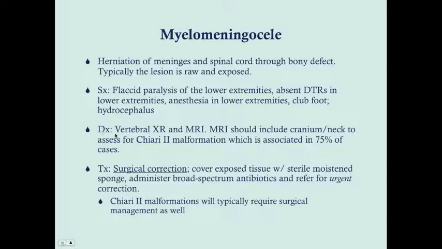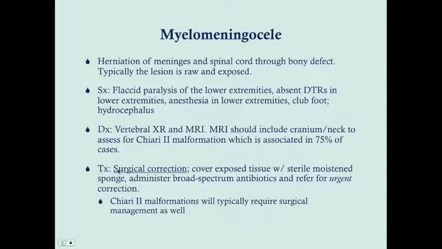For diagnosis, it's pretty much the same as before. You're getting a vertebral X-ray and MRI, but when it's a myelomeningocele or you suspect myelomeningocele, you should get an MRI that also includes the cranium and the neck. And that's because there is a high coincidence of Chiari-2 malformation, which is that Arnold-Chiari malformation, in about 75% of cases, so the majority. And if you have a baby with Chiari-2 malformation, they are at risk for hydrocephalus.